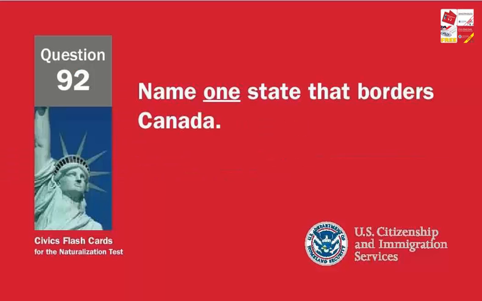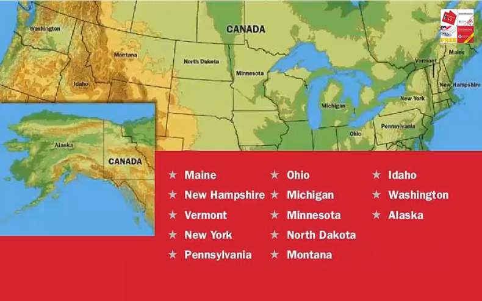Name 1 state that borders Canada. Maine. New Hampshire. Vermont. New York. Pennsylvania. Ohio. Michigan. Minnesota. North Dakota. Montana. Idaho. Washington. Alaska.